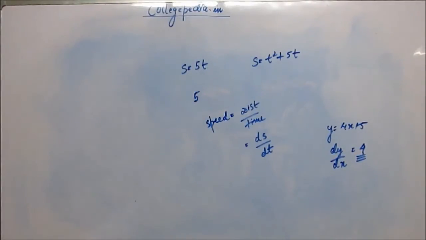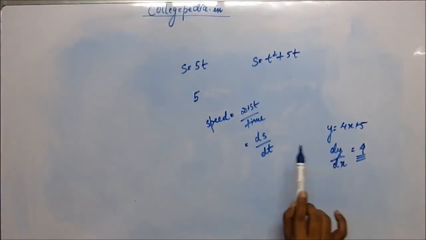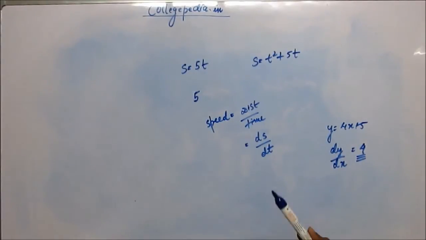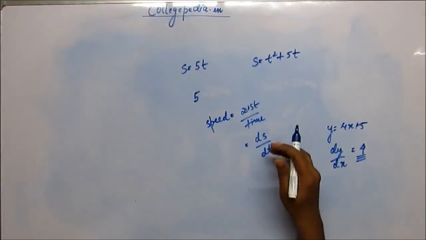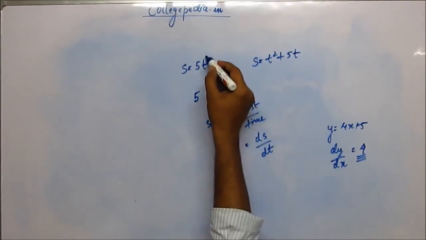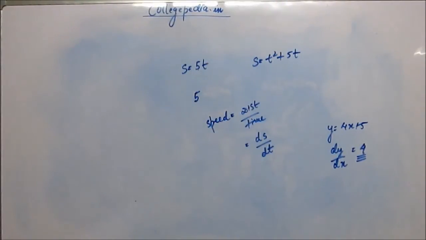Now if somebody says that s is equal to 5t, then it should be no trouble for you to find out what is ds by dt, just like dy by dx. You are replacing y by s and x by t. So ds by dt is just the same as dy by dx. To find ds by dt, you have to differentiate this. And differentiation we learnt already.